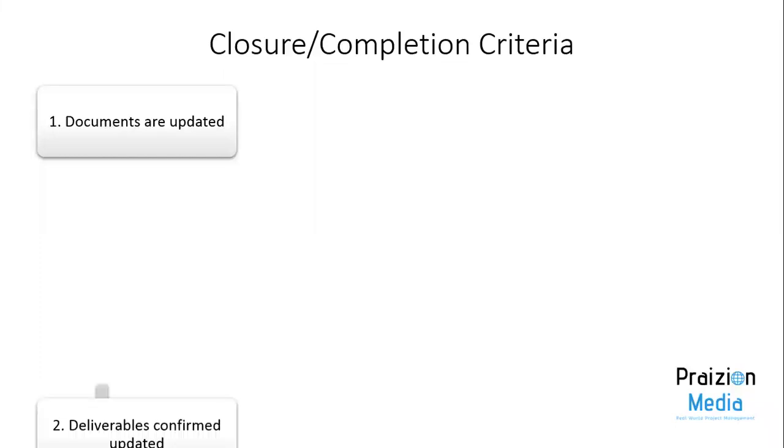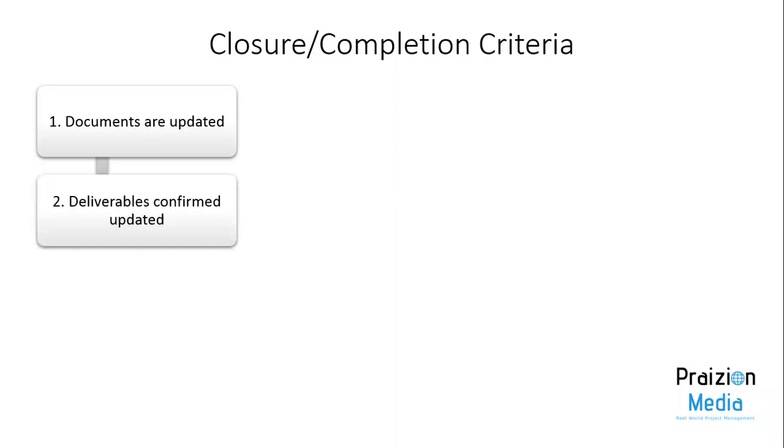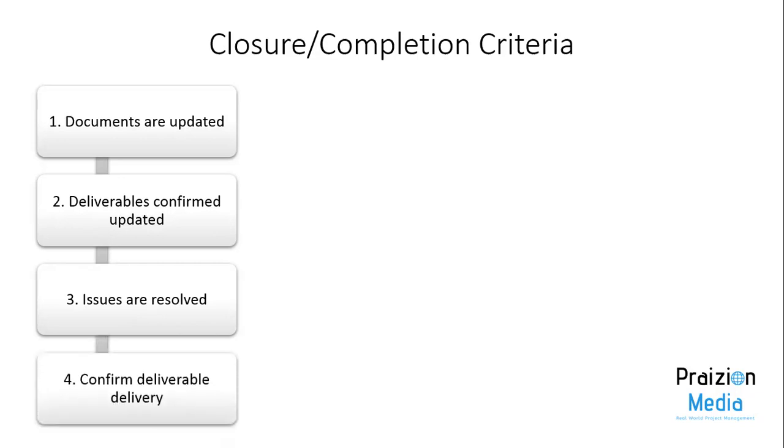Let's first of all examine closure or completion criteria. This is not necessarily in order. First of all, a project manager should ensure that documents are updated and deliverables should be confirmed as updated before the project is closed. If there are any issues, they should be resolved, and the project manager should confirm deliverable delivery. You want to confirm that that deliverable was indeed delivered to the customer.